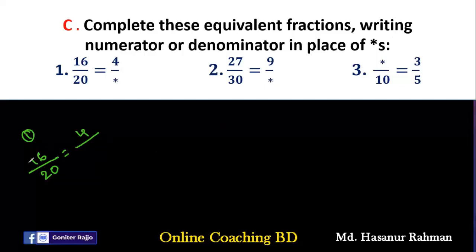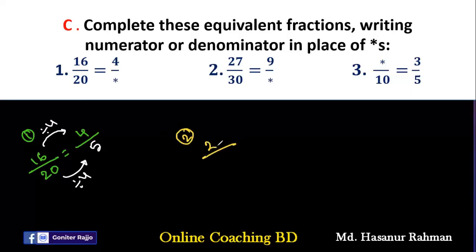Look, if we look at 16 and 4, then we can divide this 16 by 4. 16 by 4, that is 4. Similarly, if we divide the numerator by 4, then we have to divide the denominator by 4 also. 20 divided by 4, that is 5. So here our missing number is 5. So the answer of number 1 is 5. Very simple.